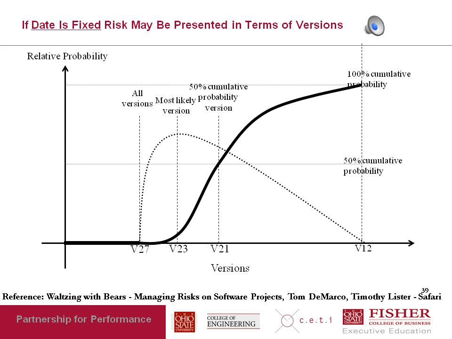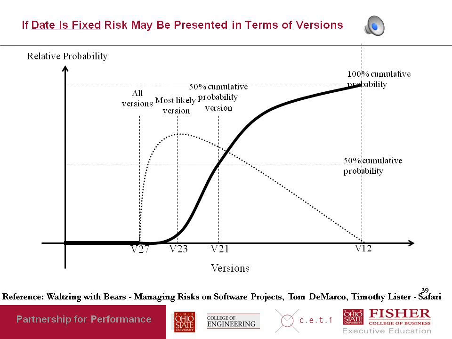V23 contains all the features in V21, and V27 contains all the features in V26, 25, 24, 23, and lower. Okay. In the previous graph that you saw, the x-axis was the date, and the y-axis was the probability. In this graph, the x-axis is the version. The y-axis is the probability, and the entire graph is for a particular date.